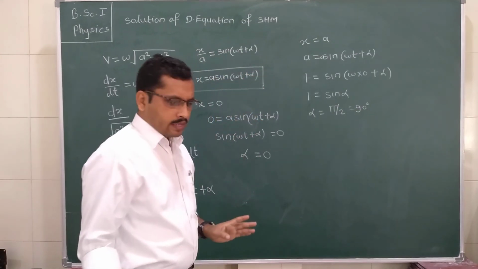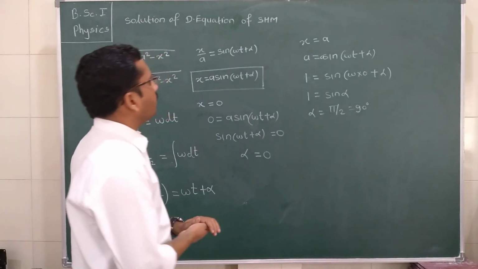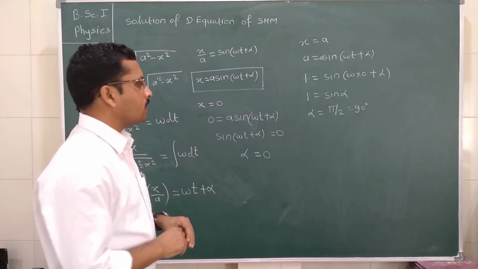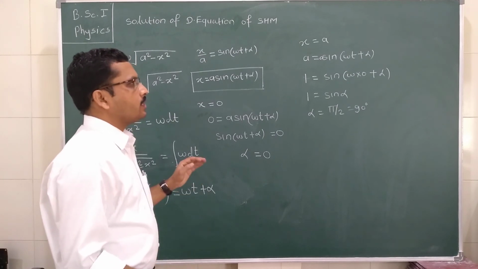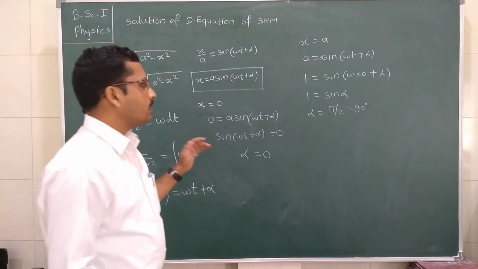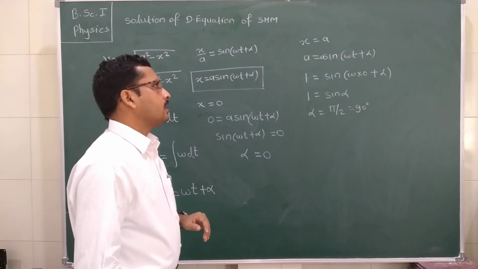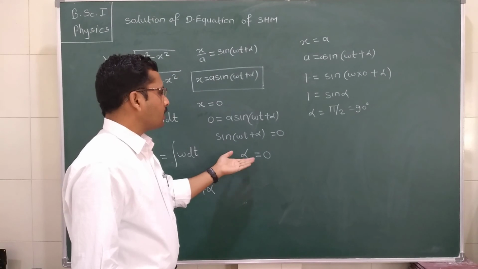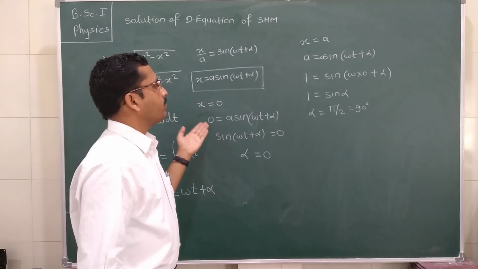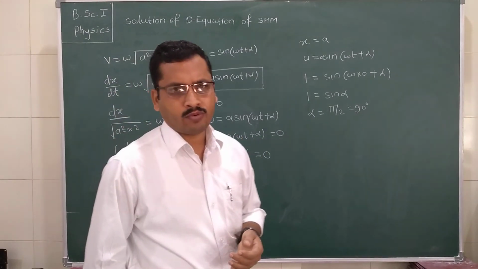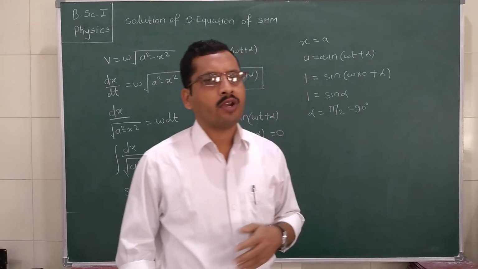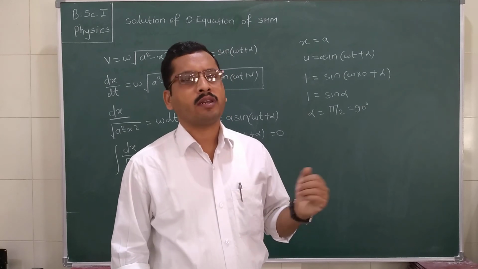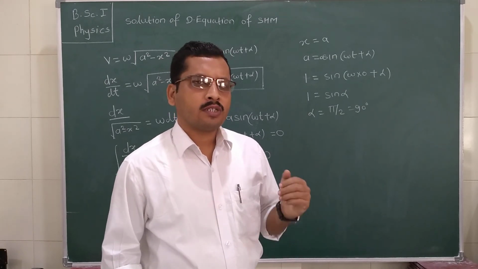So in today's lecture, we derived the solution of the differential equation of simple harmonic motion, as well as the relation for the velocity and the displacement of the particle, and then we found the values of epoch, that is initial phase, when it is starting from the mean position and the extreme position. In the next lecture, we are going to see another property, that is graphical representation of simple harmonic motion. So this is enough for today.